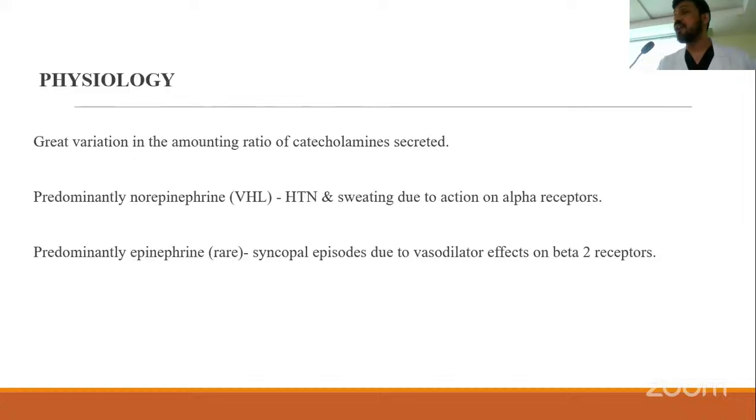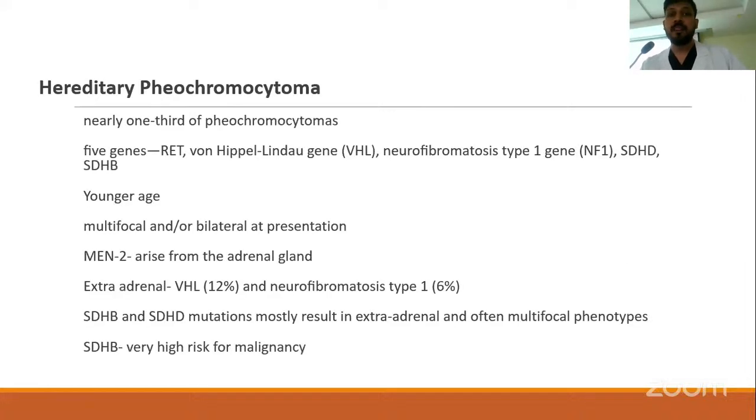There is great variation in catecholamine released in the different tumors. Tumors in von Hippel-Lindau syndrome predominantly secrete norepinephrine and thus hypertension and sweating are seen. Tumors producing epinephrine predominantly show syncopal attacks. Hereditary pheochromocytoma is around 30% and 5 genes are responsible, namely RET, von Hippel-Lindau, neurofibromatosis type 1, SDHD, and SDHB. Hereditary pheochromocytoma is usually seen at younger age and it can be multifocal and bilateral at presentation. In patients with MEN syndrome, they arise from adrenal glands and extraadrenal tumors are seen in VHL and neurofibromatosis type 1.